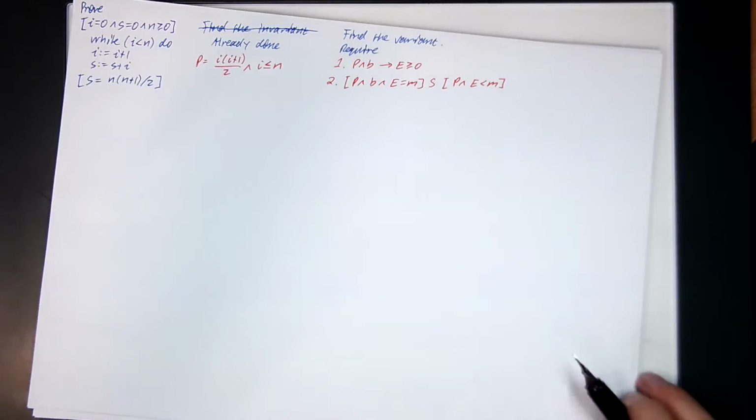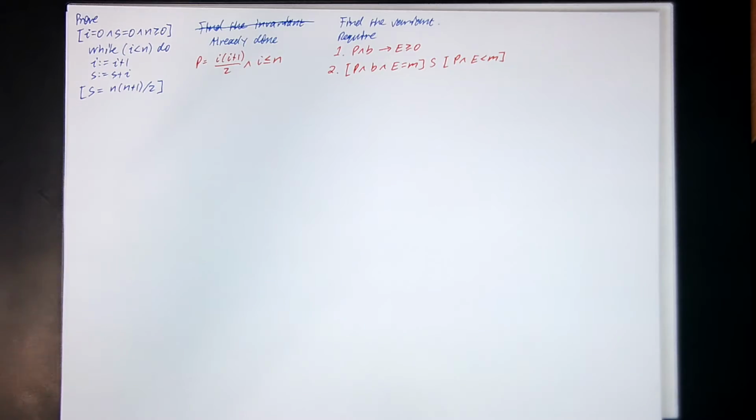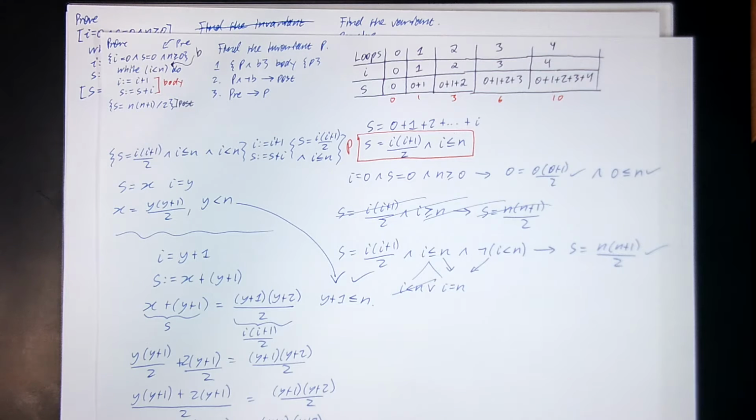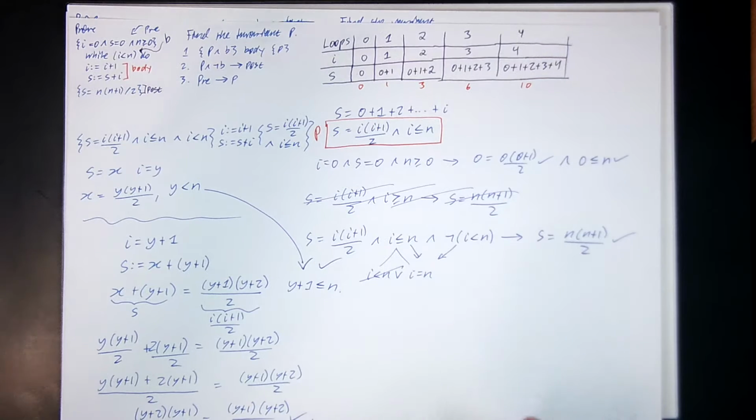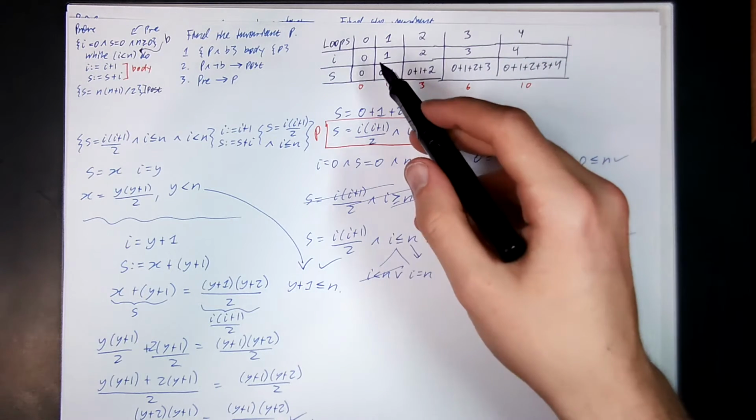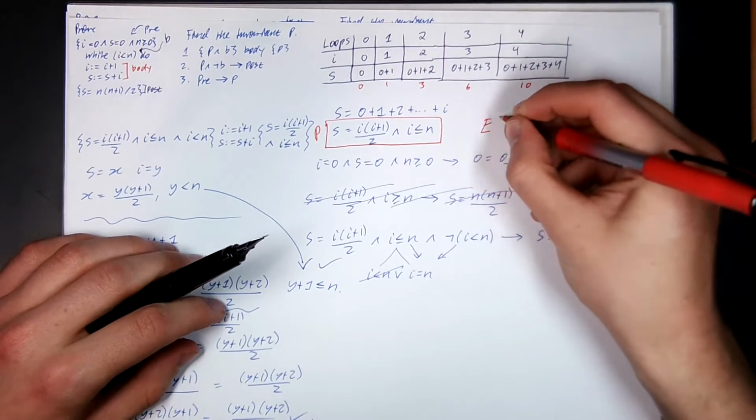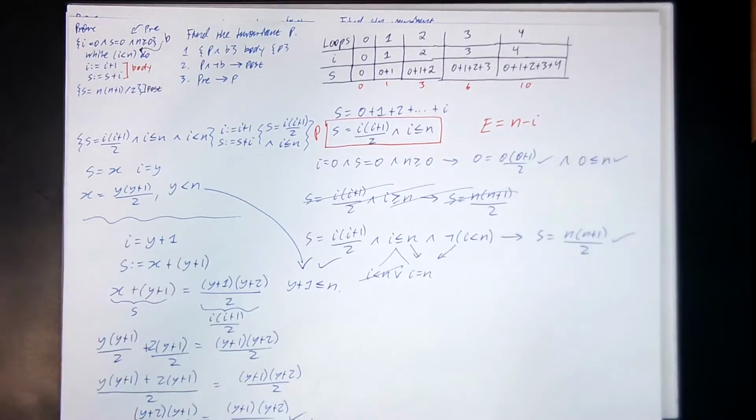So we need to find a variant, E, such that these two conditions hold. So if we have a look at our little table of numbers from before, we want to identify something that's non-negative while the code is running, and strictly steps down each loop iteration. So once again, because I is ticking up, it seems like n take I is probably going to be a good choice for the variant, because n take I is going to tick down as I ticks up. So we're going to let E be equal to n take I, just like we did last time.